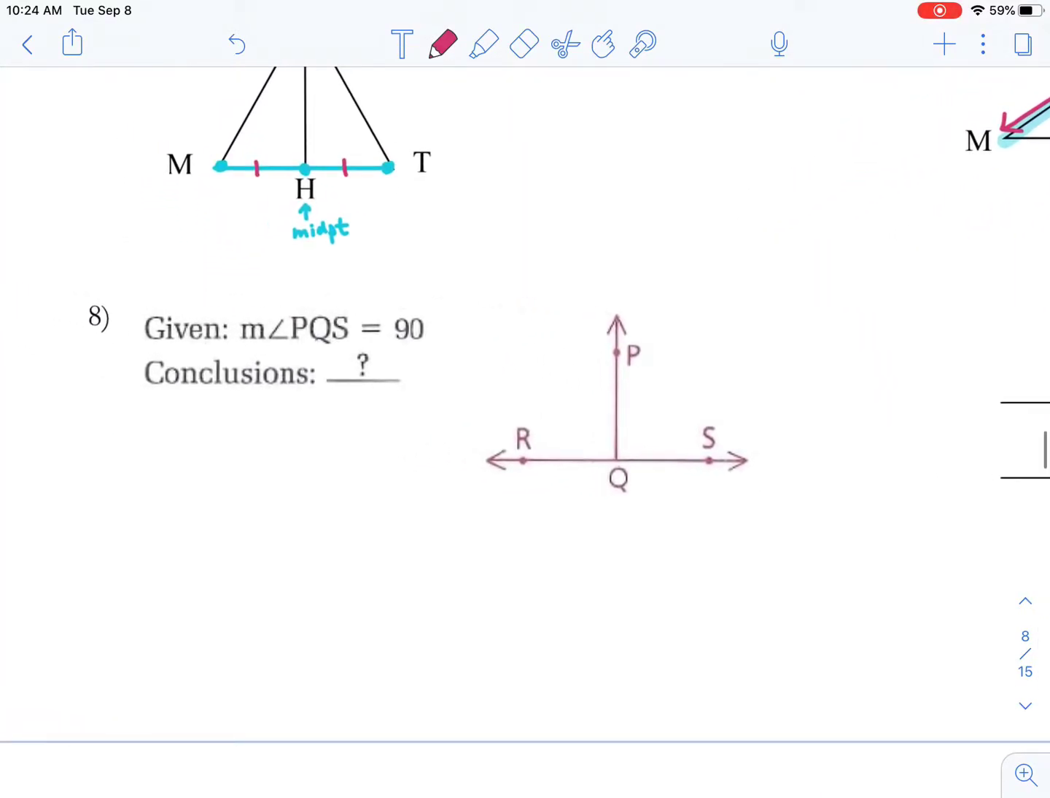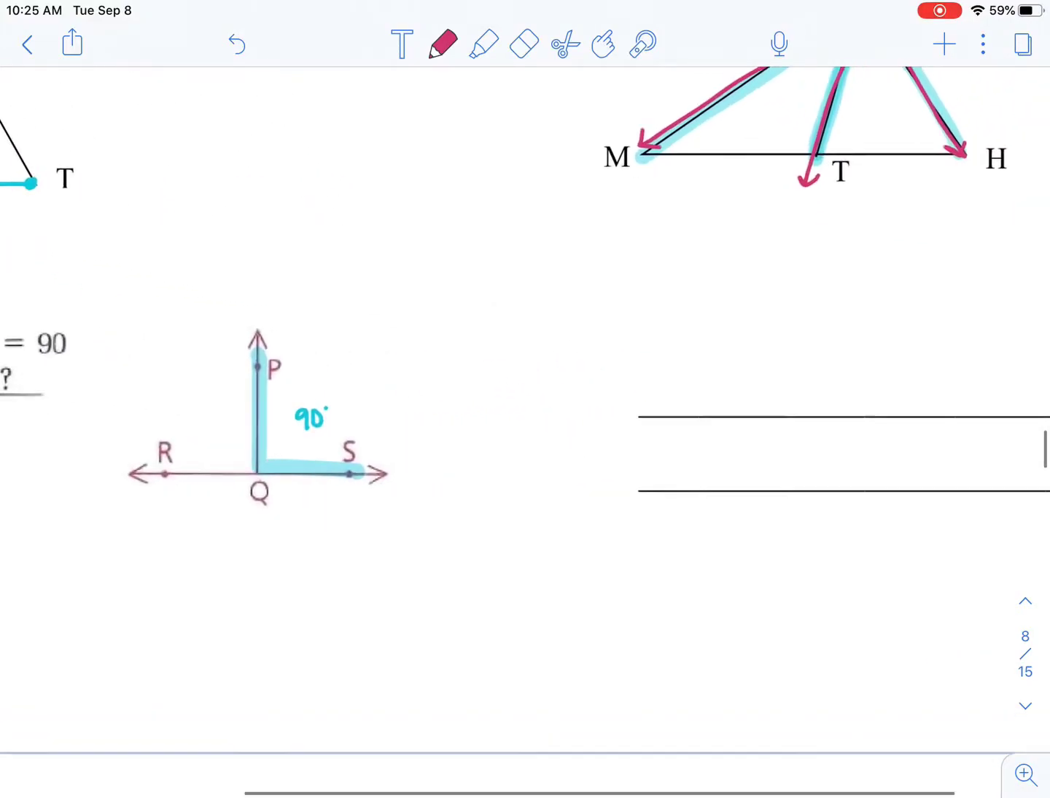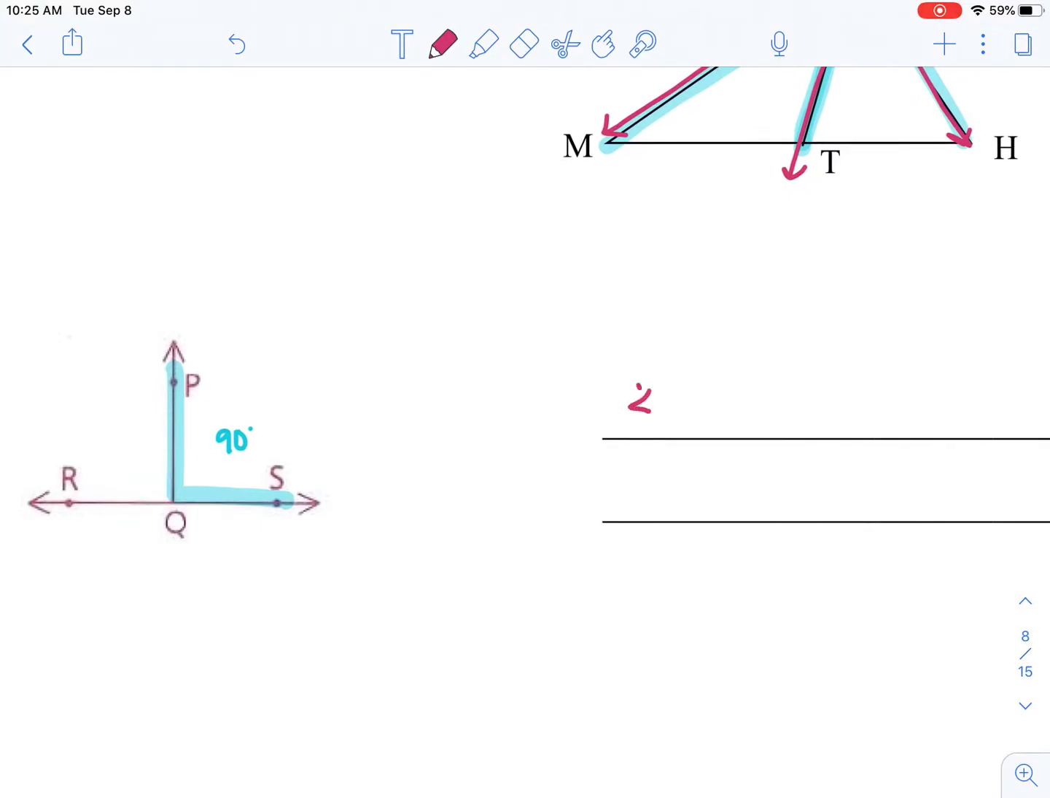All right, number 8. Given the measure of angle PQS, so I'm looking at my diagram, angle PQS, the measure is 90 degrees. Well, what do I know about angles that have a measure of 90 degrees? What can I conclude about that? Well, there's a couple of conclusions we can make here. If we know that that angle measure is 90, then we can say angle PQS is a right angle, right? We can put that little box there.